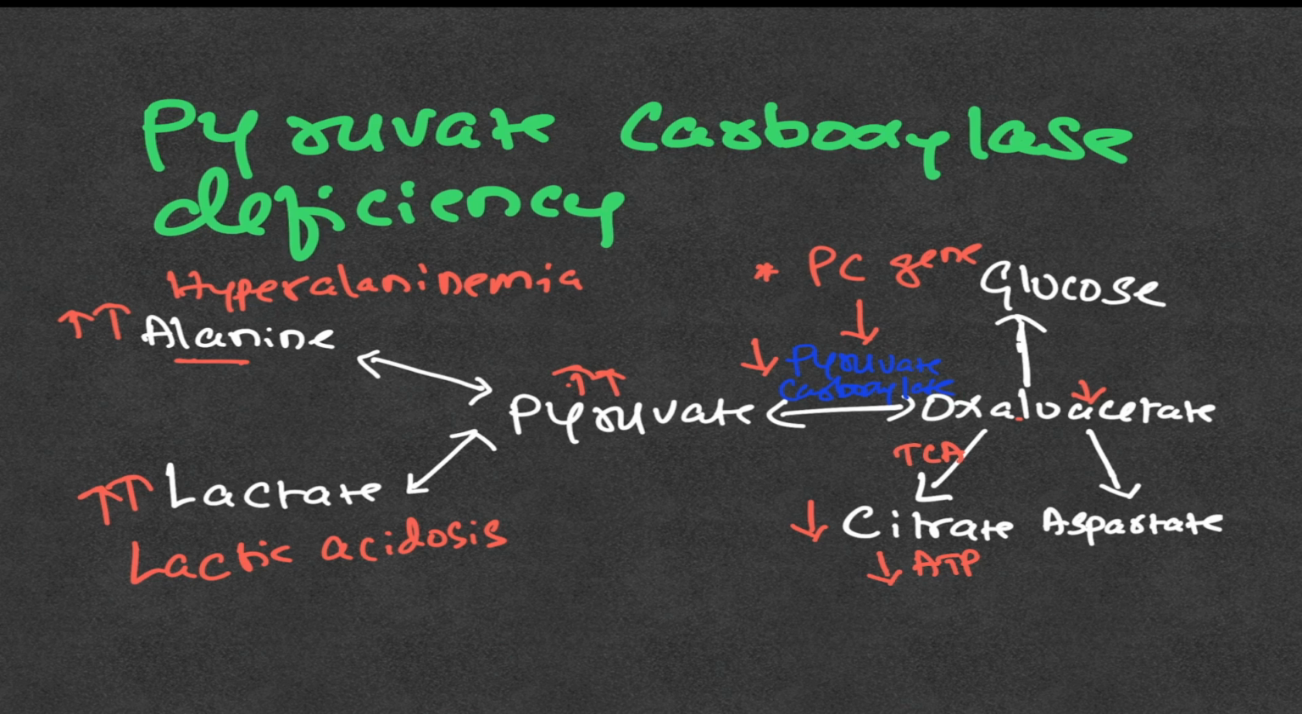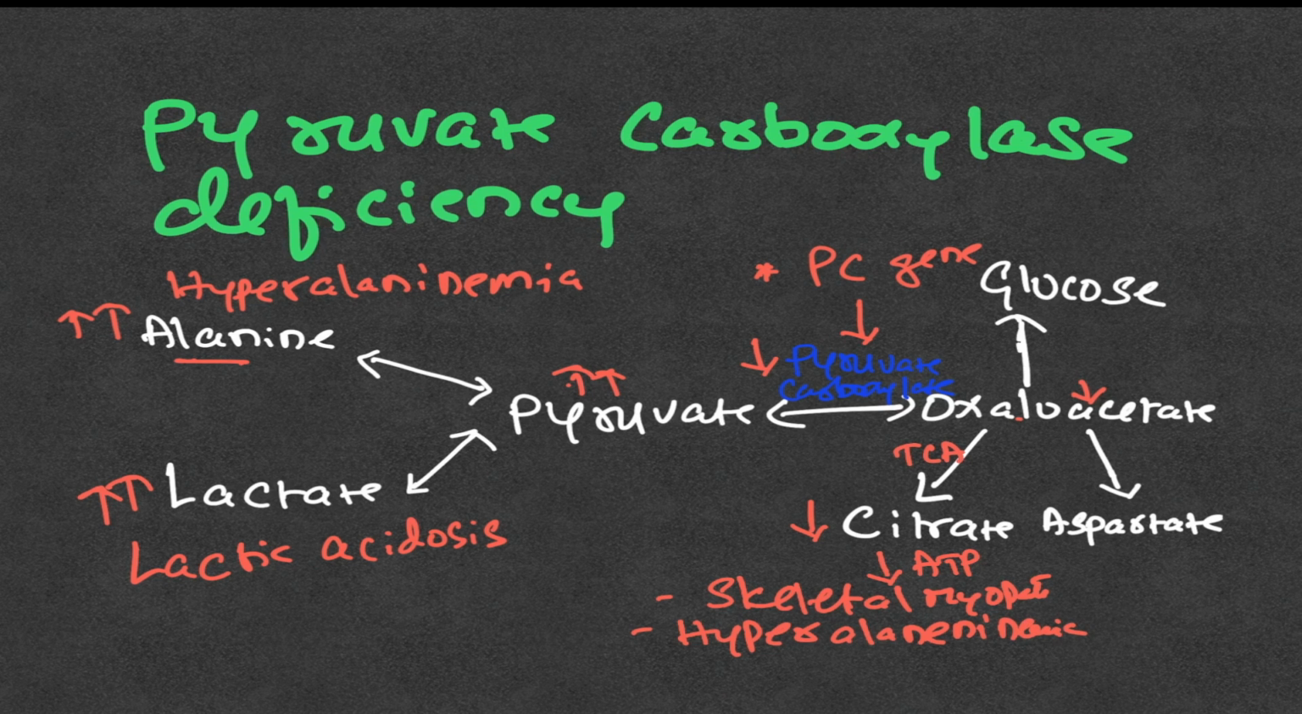So, imagine this goes on in the skeletal muscle. The muscle will break open, because lack of ATP in the skeletal muscle will basically break the skeletal muscle, leading to skeletal myopathy. Skeletal myopathy means protein present in the skeletal muscle will break open, and it will lead to hyperalaninemia. Excess alanine will be present in the blood, and the patient will also have hypotonia, decreased muscle tone, as a consequence of the decrease in the TCA cycle.